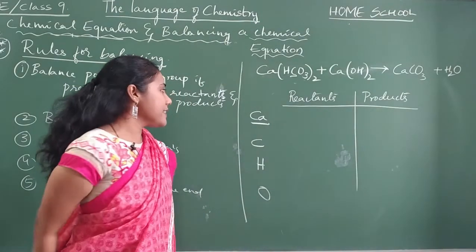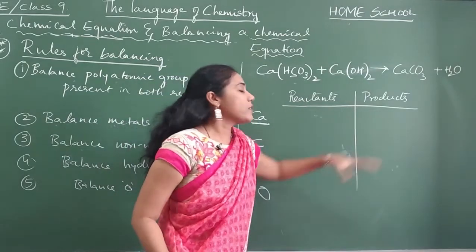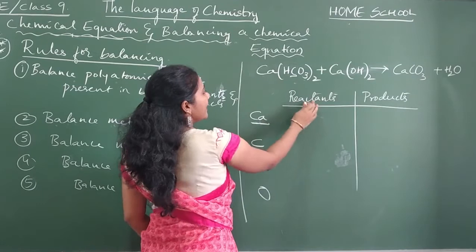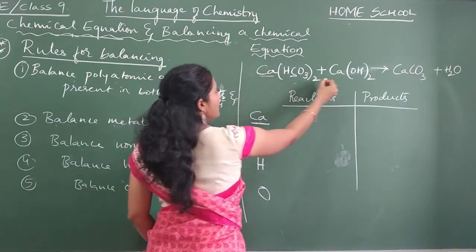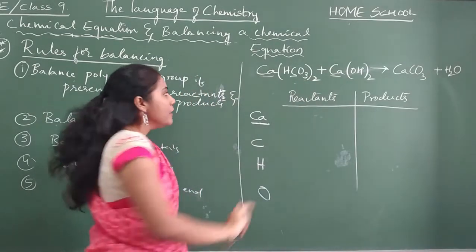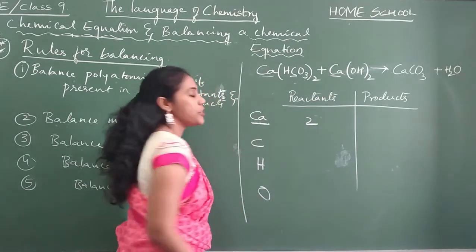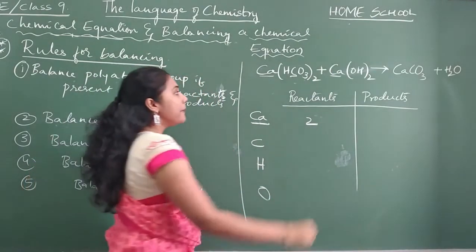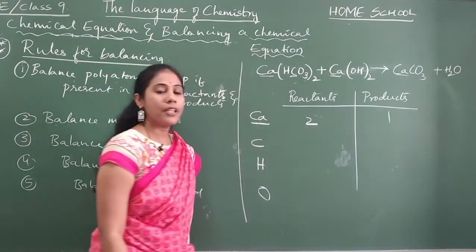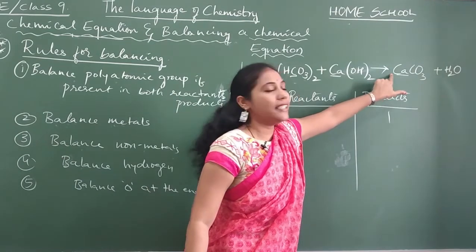Now let us list out how many atoms of calcium are there on the reactant side as well as the product side. How many calciums are there on the reactant side? Here one calcium is there, here one calcium is there; this is also reactant, no? All together 2 calciums, guys. But on the product side, how many calciums are there? Only 1. So where do you have to start putting a digit? Here you have to start putting a digit.